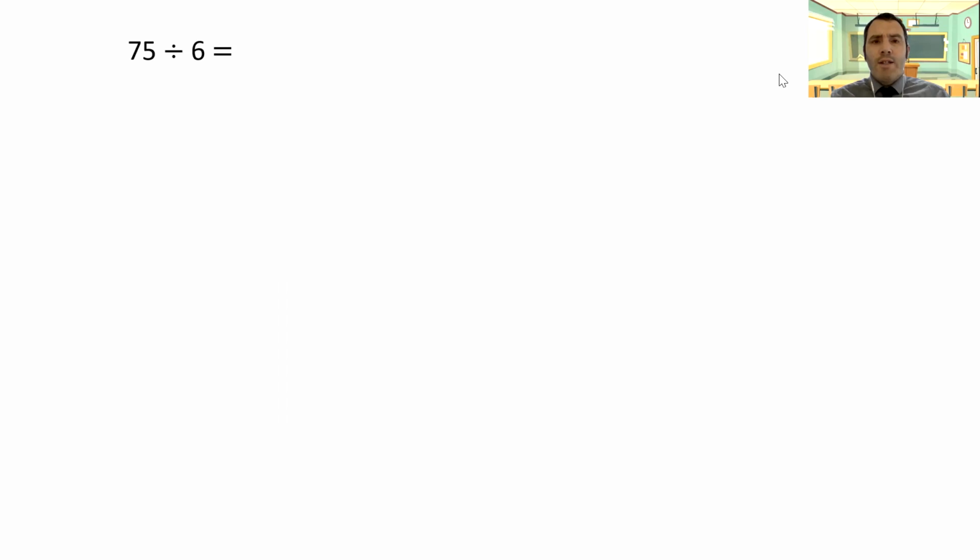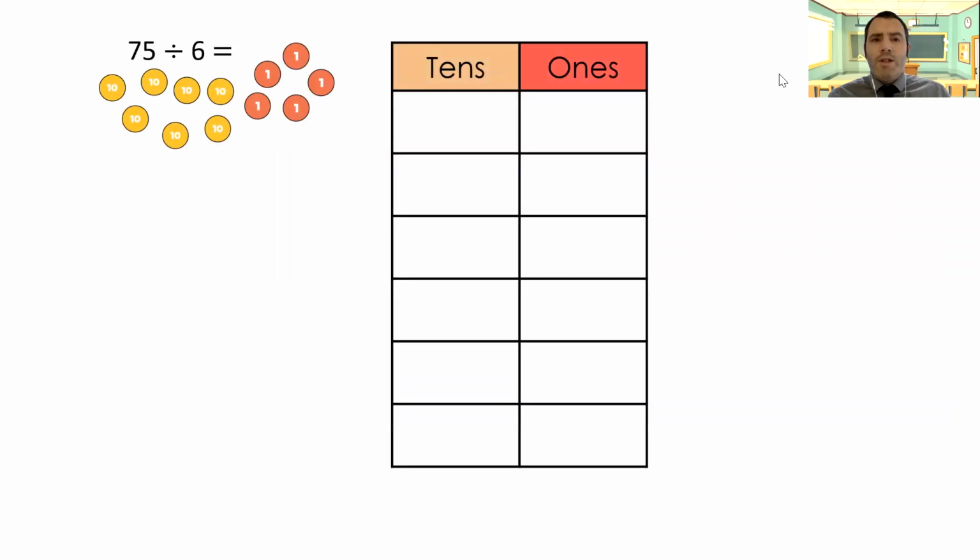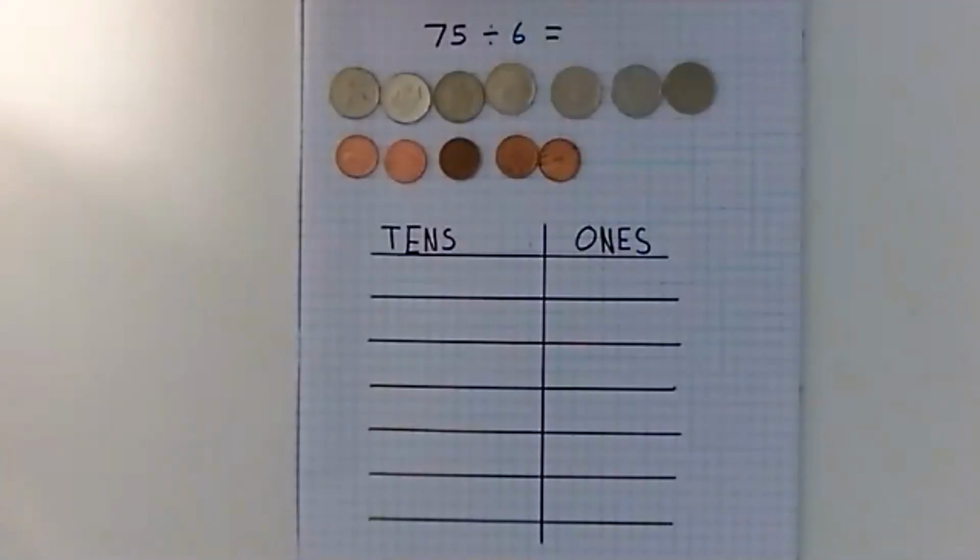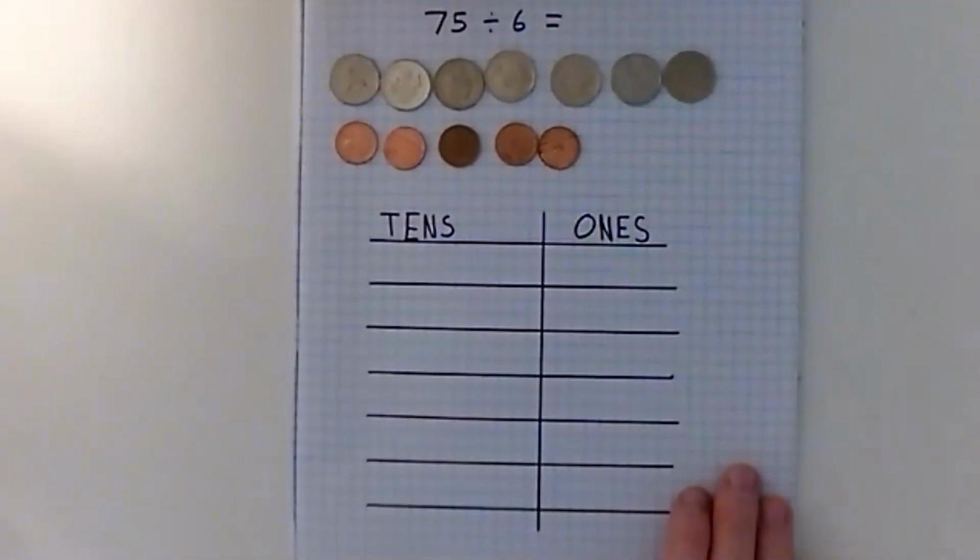How are we going to lay this out? What are we going to use to help us? I'm going to use the tens and ones. Now we could do this with the counters, or we could do it with the coins like I showed you yesterday. So if you've got those, that's brilliant. I'm going to show you how we're going to do it using the coins. The process is exactly the same if you're doing the counters. Let me just switch my cameras over. I'll be straight back.